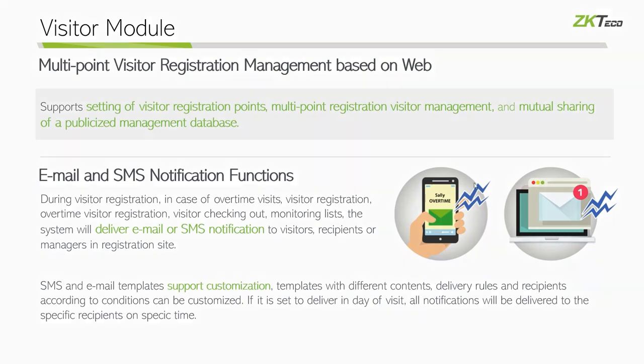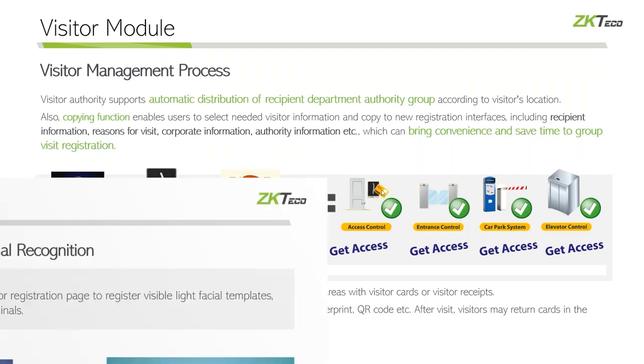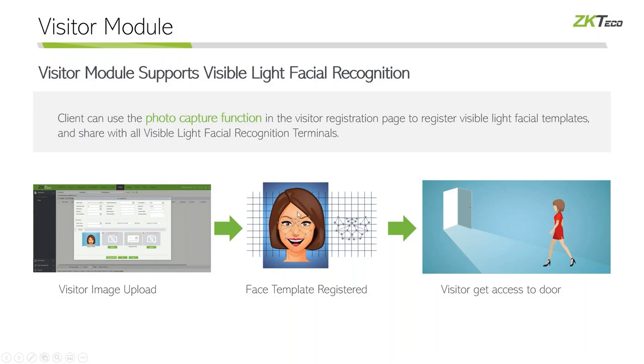The types of notifications. Okay, the visitor management process. Okay, employee registered, then is authorized, then gets access. That's the thing, and also has the possibility to use visible light facial recognition as with the ProFace XDD.